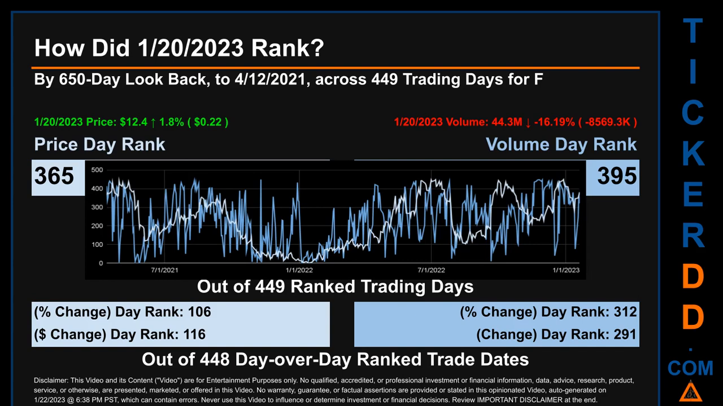The price's day-over-day percentage change, jumping 1.8% on January 20th, 2023, had a day rank of 106, while its dollar difference of 22 cents had a rank of 116 when compared day-over-day across 448 trading days. Volume's percentage change and difference were ranked respectively at 312 and 291.